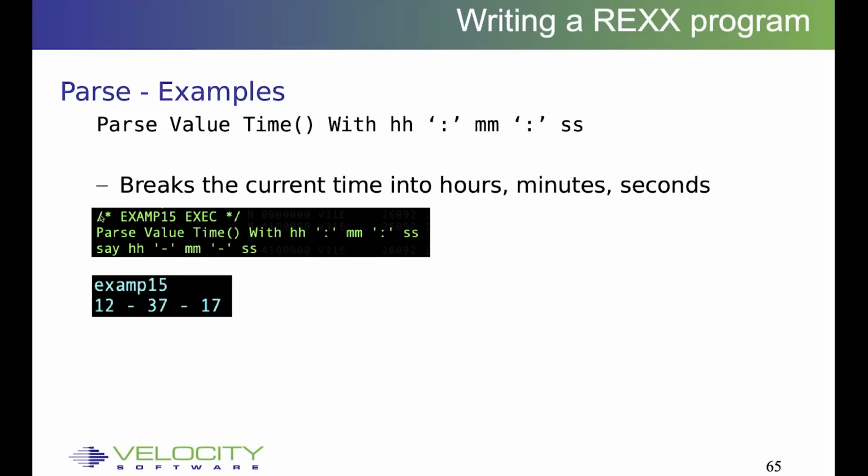So in this case, here is example 15. We are going to execute that command, and then we're just going to display hours, minutes, seconds, and put dashes in between them, just as a different way to display the values. And here is the result when we run example 15. So in this case, we're breaking a value up, in this case, the result of a function, and throwing away the parts that we don't want with the literal, since these colons appear in the result.